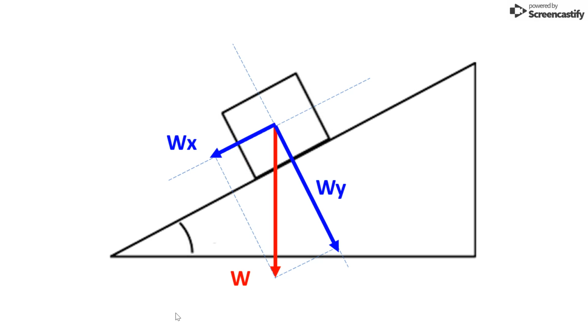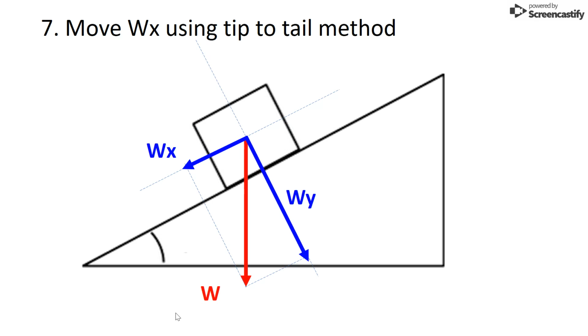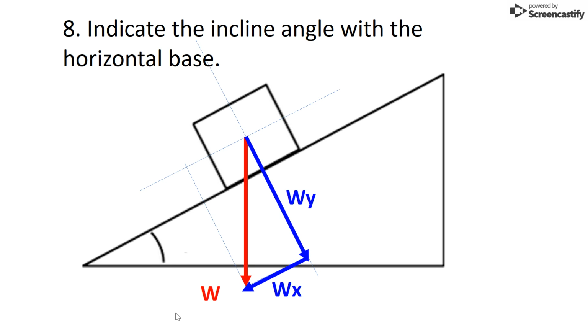To see the coordinate system, you just need to rotate the page. Now let's go back to the incline format. We need to move the X component using the tip-to-tail method. Now we need to indicate the incline angle with the horizontal base that was given in the problem.